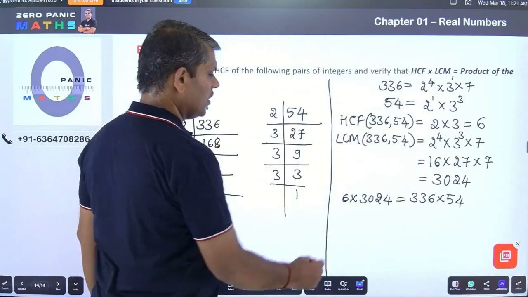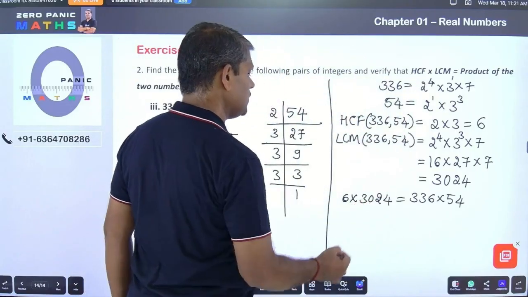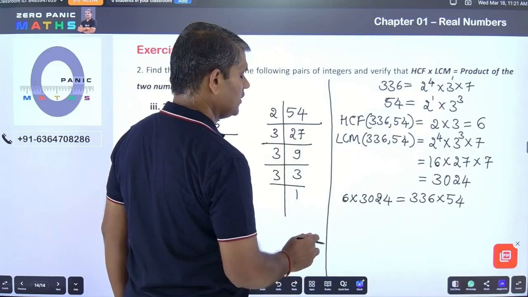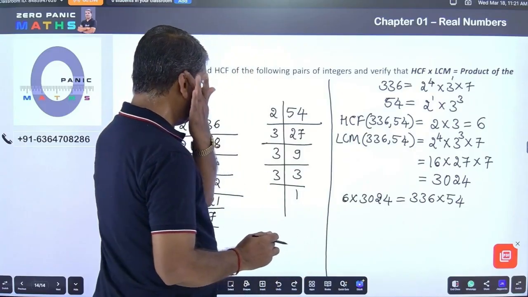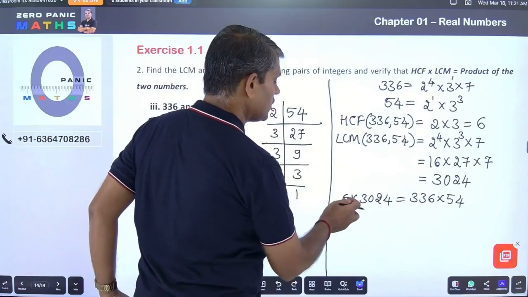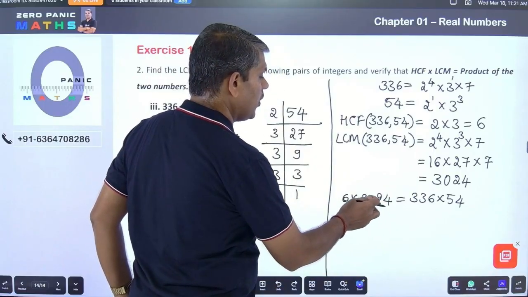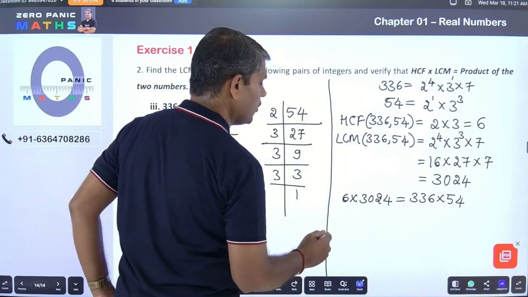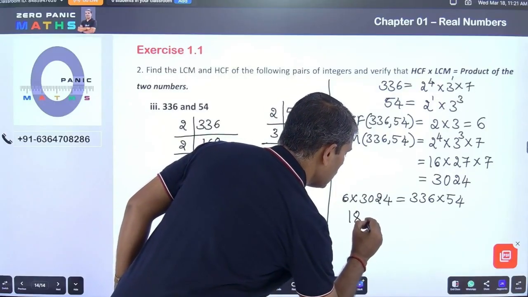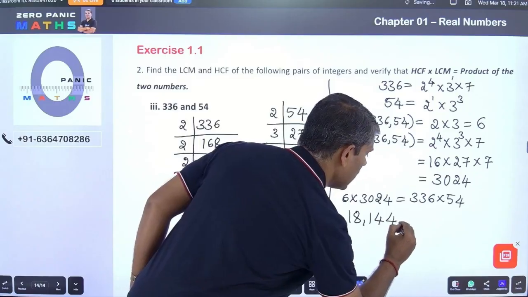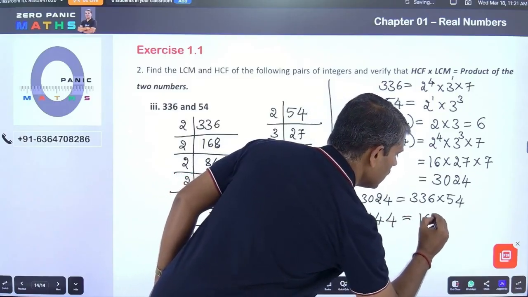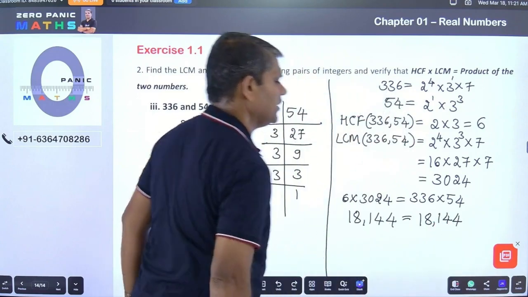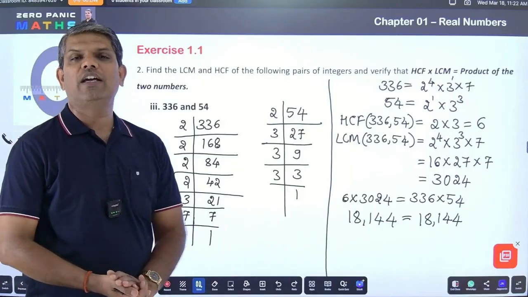Okay, so what is 3024? 3024. Okay, let us multiply 3000 first with 6. That gives us 18,000. 24 6s are 120 plus 24, that is 144. So 18,144 is the value of this, and it should also be equal to 18,144 if you verify it. Let us move to the next problem.